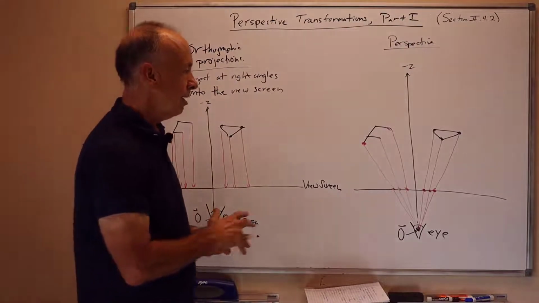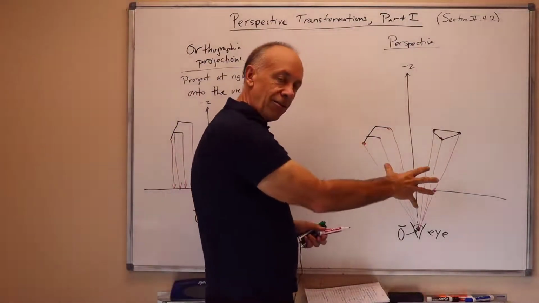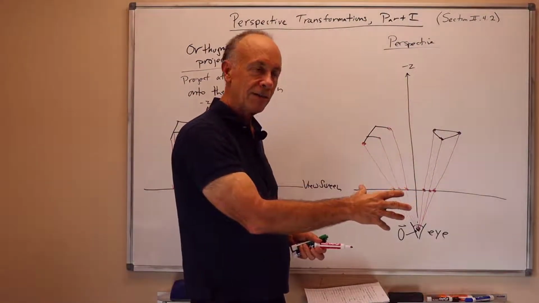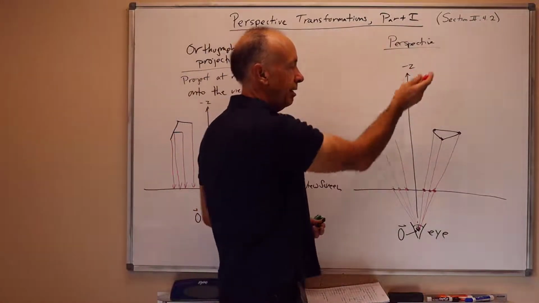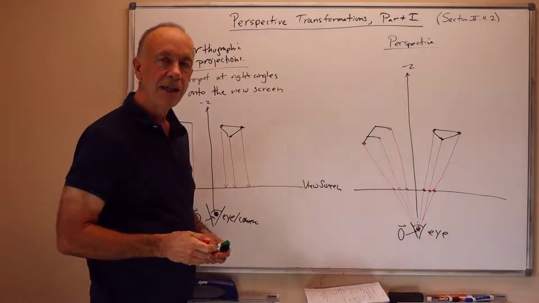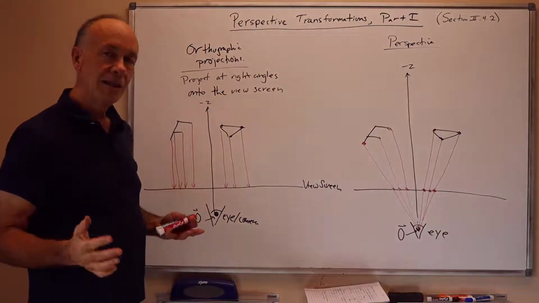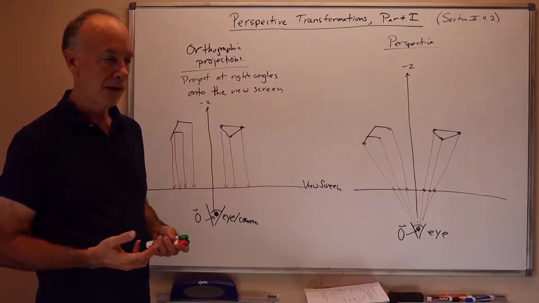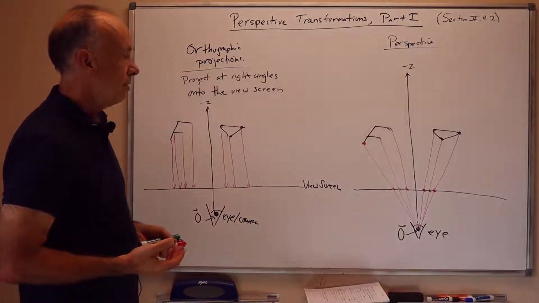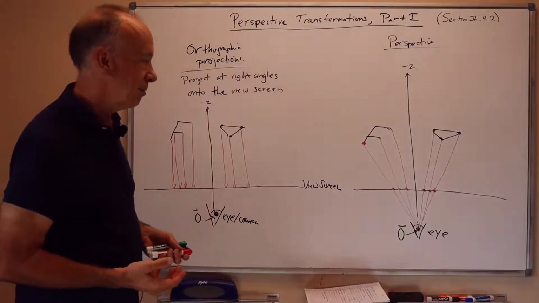And in this way, if the triangle moved closer to the view screen, it would occupy more space on the view screen, just by virtue of being closer to the viewer. If it moved further away, it would occupy less space on the view screen. And by this method, we will get the appearance that things that are farther away look smaller than the same things up close. So we'll do the mathematics on this on the next board.